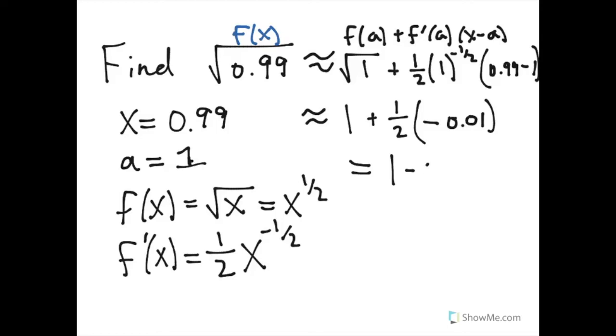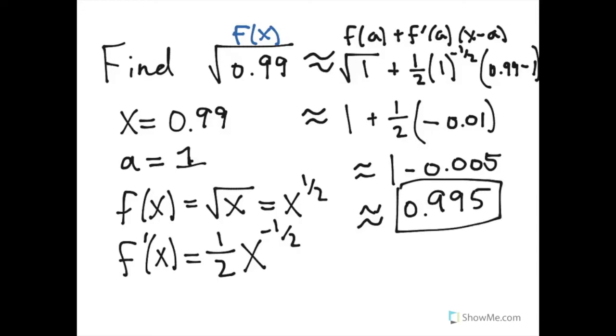Okay. Let's see, so if you take a look at this and simplify, keep going, this is 1 minus, let's see, 1/2 of that is 0.005. And I should probably continue to use approximately equals all the way along. Okay, so approximately equal to, let's see, 1 minus 0.005 is 0.995. And that's approximately what we should get for the square root of 0.99.